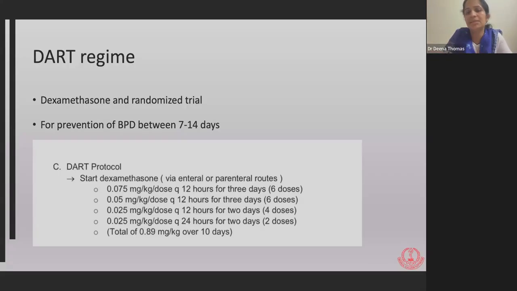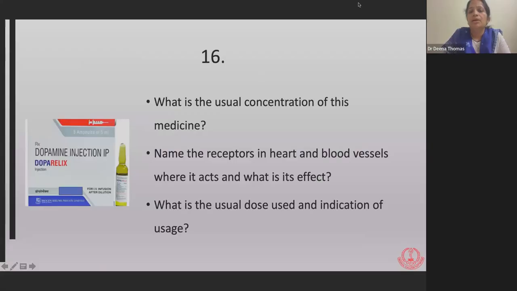Any baby with a risk less than 60%, I would not give the DART regimen because the complications can be there in terms of hyperglycemia, hypertension, bowel perforation. So if the baby's risk is less than 60% according to that NICHD BPD calculator, I would err on the side of not giving it.